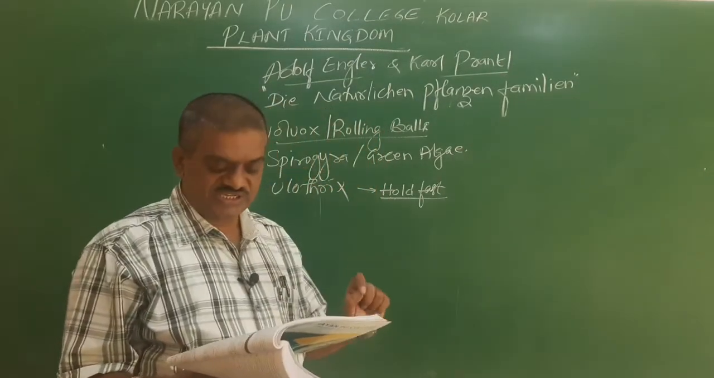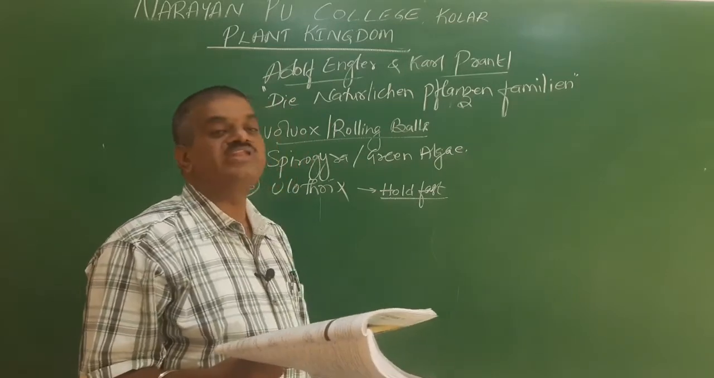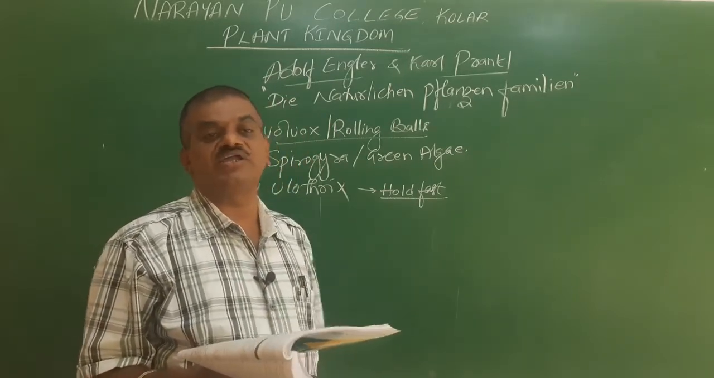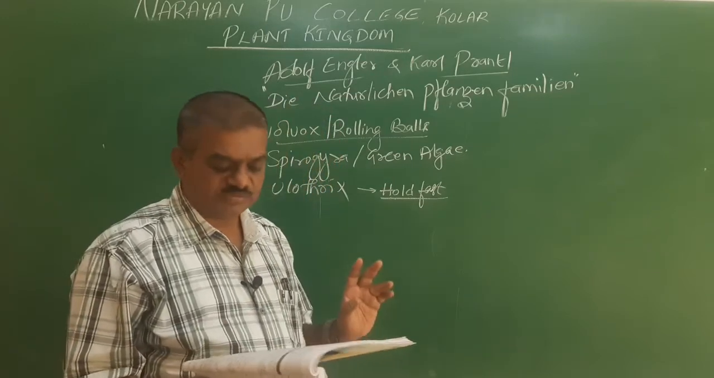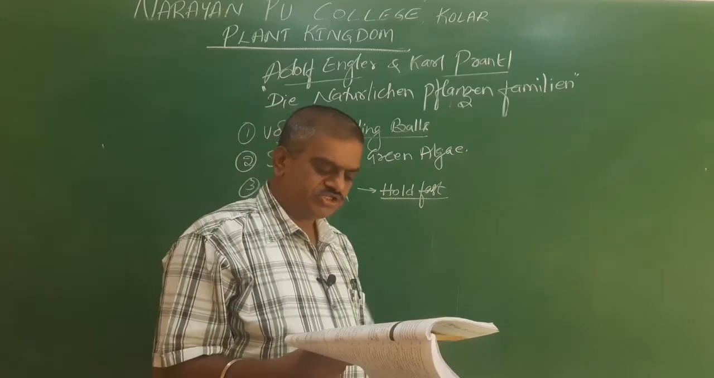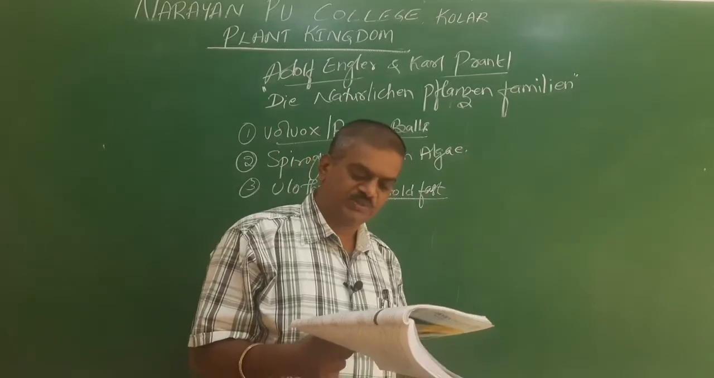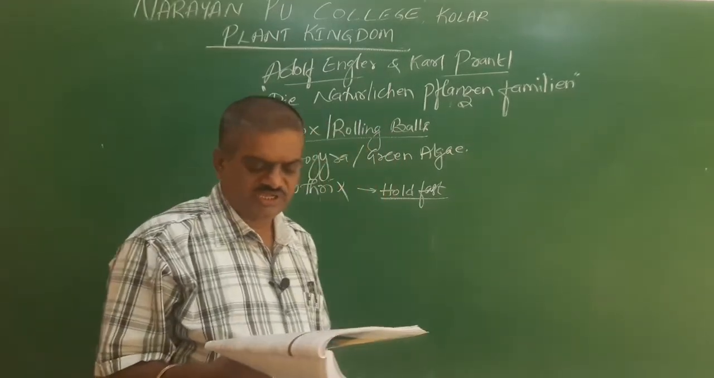We go for the third one, Chlorophyceae. Chlorophyceae is nothing but green algae, where there is the presence of Spirogyra, Volvox and Ulothrix. All of these come under the green algae. But here there is sexual reproduction, so this is not the answer.